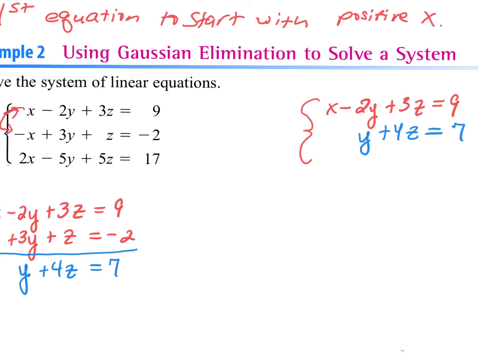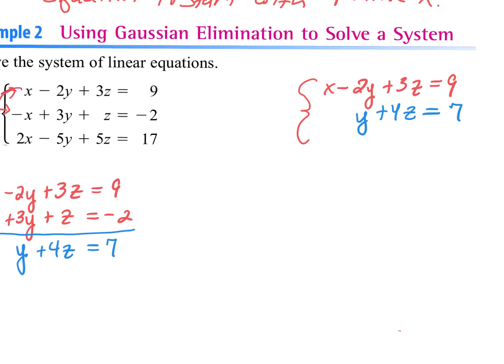First thing you do is make sure that your first equation starts off with a positive 1x. If it doesn't, you either move it to where it does, or you divide or multiply by negative 1 to make it have a positive 1x. Then you take the first and second equations and eliminate the x's. This gives you your second equation that just has a y and a z.